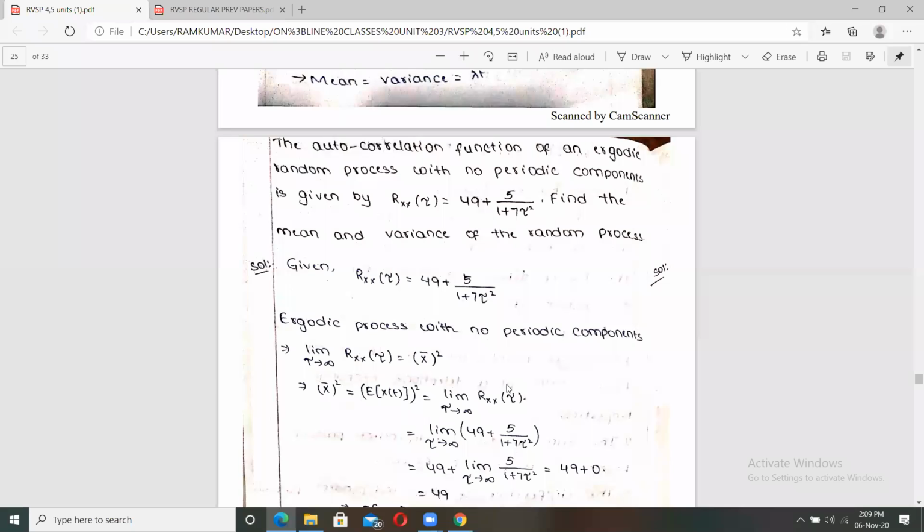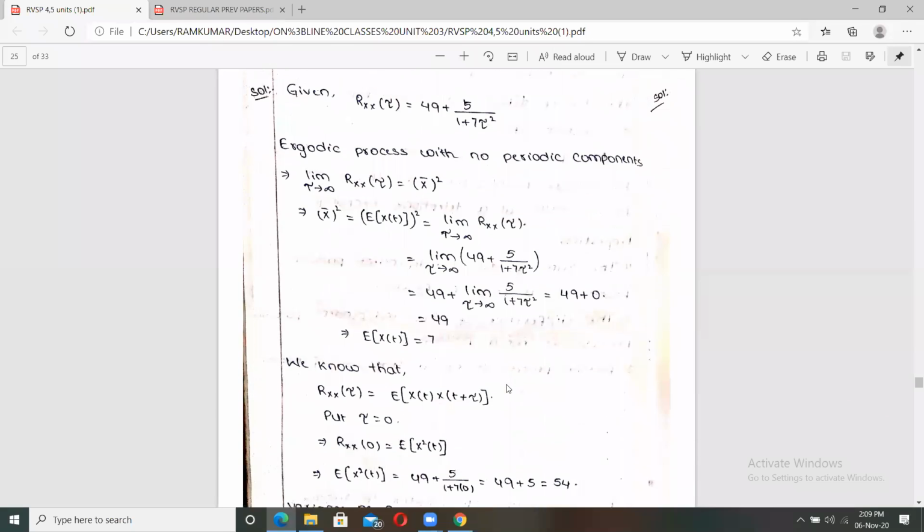This is also a problem related to the same problem, but the values are different. Here, he has given the autocorrelation function of a random process with no periodic components as R of tau is equal to 49 plus 5 by 1 plus 7 tau square. Find the mean and variance. Substitute tau equal to infinity, then we get 49. Based on this, the mean value is the square root of 49, which is 7.